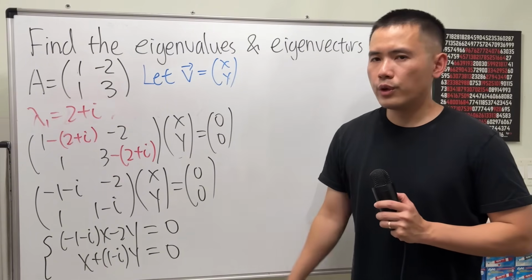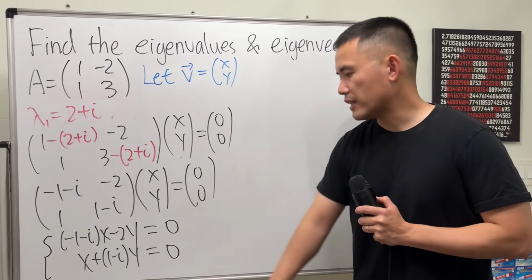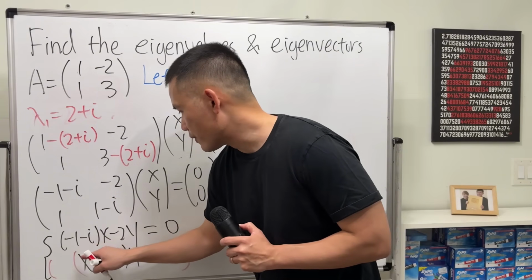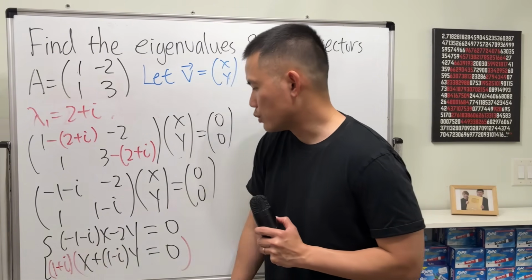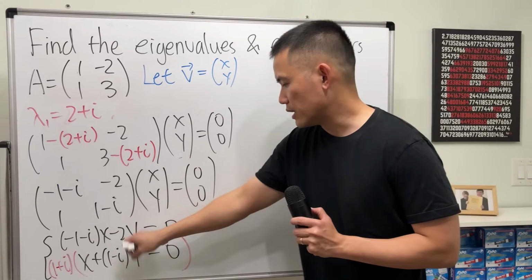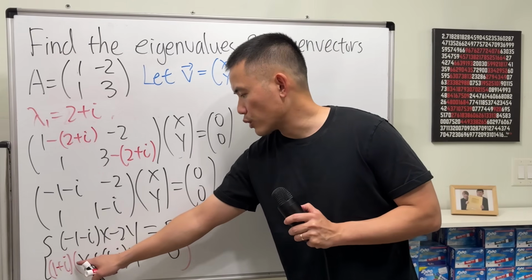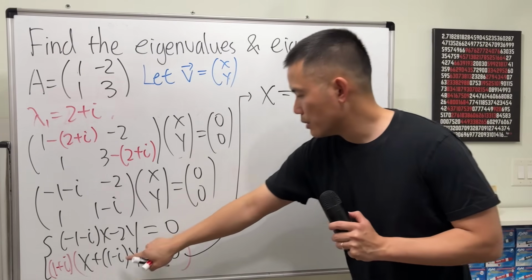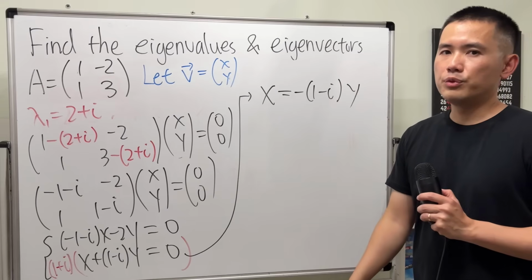So right now, these two equations look very different. But the truth is, this is just a constant multiple of that. If you would like, you can multiply the second equation by the positive version of this, which is 1 plus i. And you see, they will cancel to 0 once you add them up. And 1 plus i times 1 minus i is positive 2, so they cancel. So we can just pick one of the equations. Let's use the second one because the coefficient here is just 1. So we see that x is equal to, move this to the other side, negative 1 minus i times y. That's the connection between x and y.